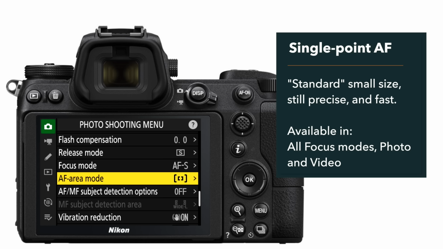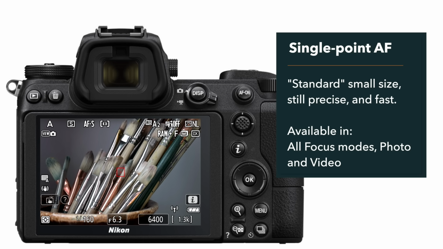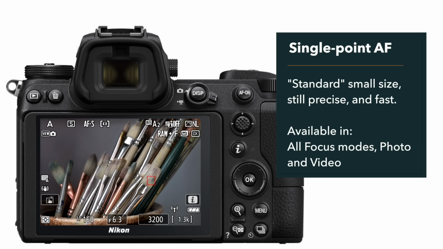Single point is kind of like the standard small point. This too is good for stationary subjects where you need to control exactly where the camera focuses, and so it'll lock on whatever's underneath that point and then ignore everything around it. This one does follow the focus points that you have chosen in the custom settings A group. So if you have alternating or half points set, you can move this one around the screen a lot faster than Pinpoint. So if you still need precision, but not the level of precision that Pinpoint offers, I'd recommend using single point. I personally prefer single point over Pinpoint just because it is faster to move around the screen.